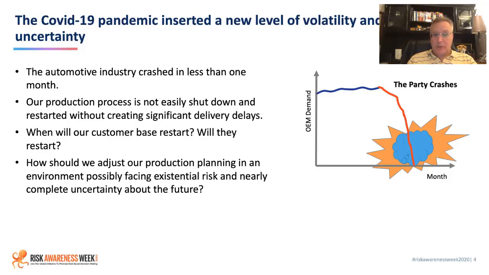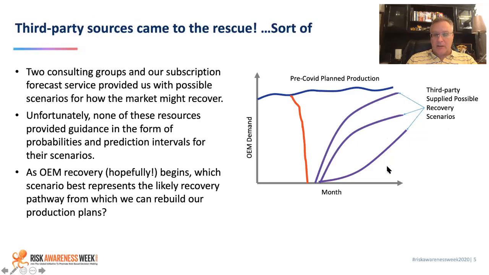So a key question for us was, when would our customer base restart, or even would they restart at all? And then how should we adjust our own production planning to match their needs, particularly when we're facing a huge amount of existential risk and uncertainty about the future? Fortunately, we weren't completely without help in thinking through this. We had a few consulting groups that supplied us with some well thought out recovery scenarios. In fact, they provided us essentially three possible scenarios that could describe how the world would evolve as we began to emerge from the shutdowns that had occurred.